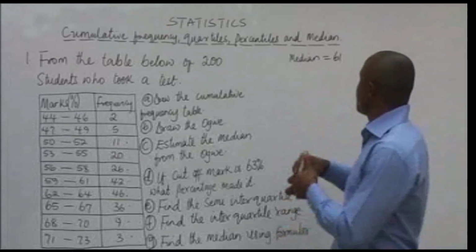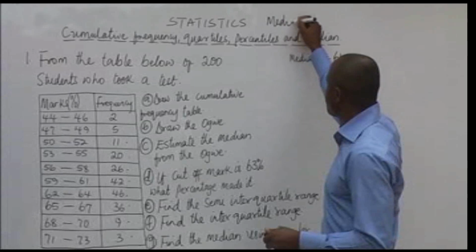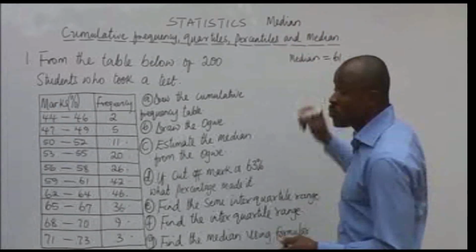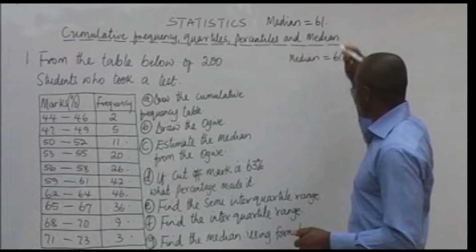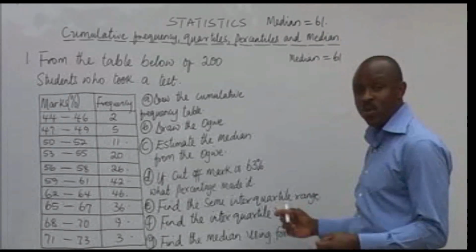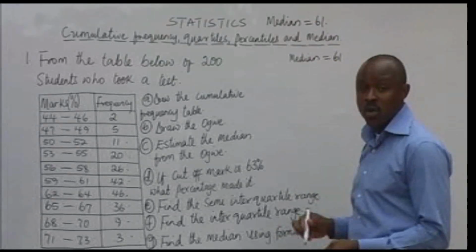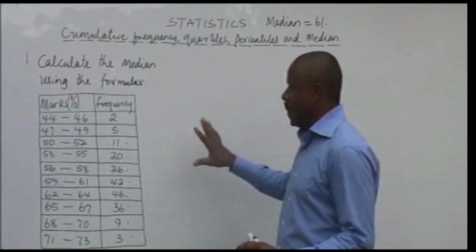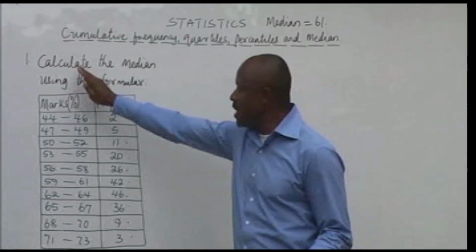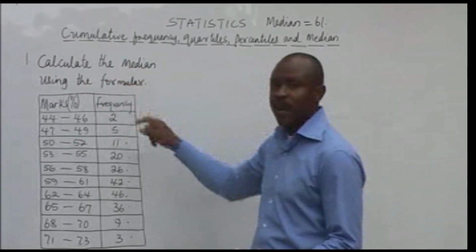And this, I will change to here. The median we calculated when we used our ogive, we calculated it to be 61. Because when we calculate the median again with the formula, we're going to compare it with what we got from the ogive. Now we have cleaned up, and we are left with only question number G that says calculate the median using the formula.